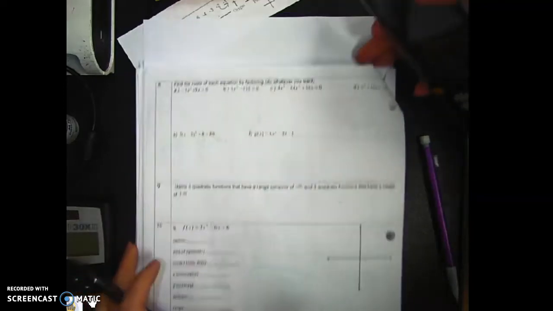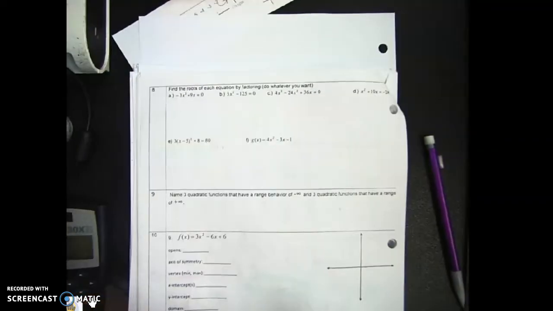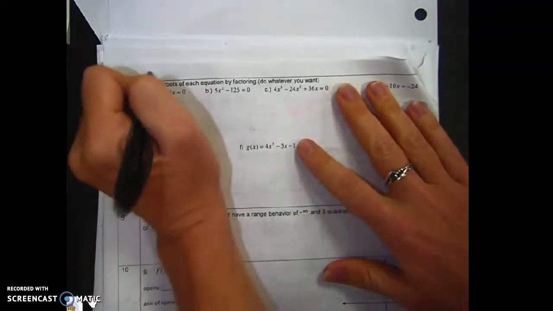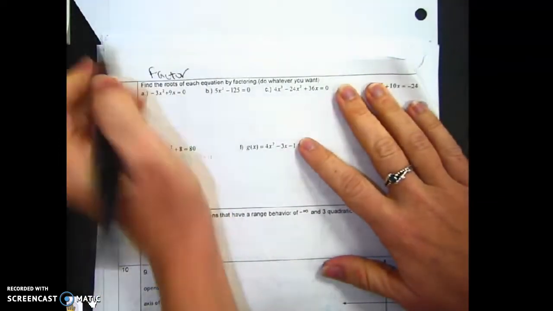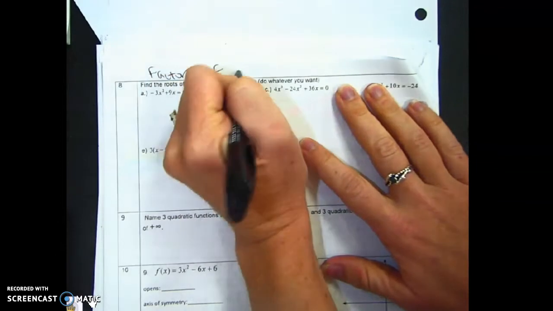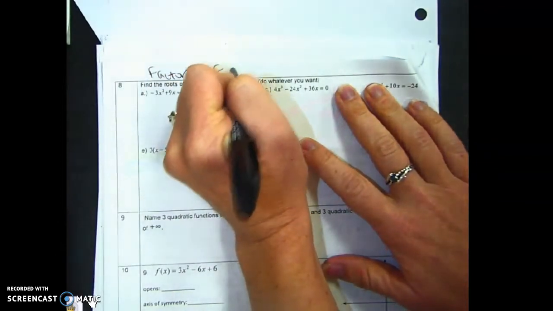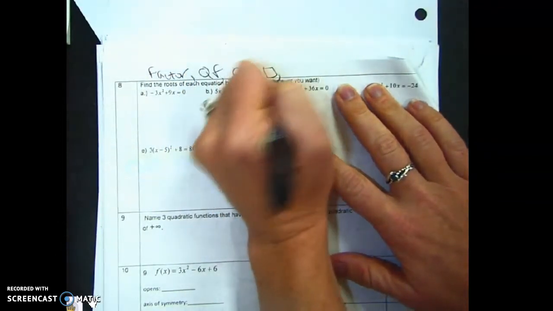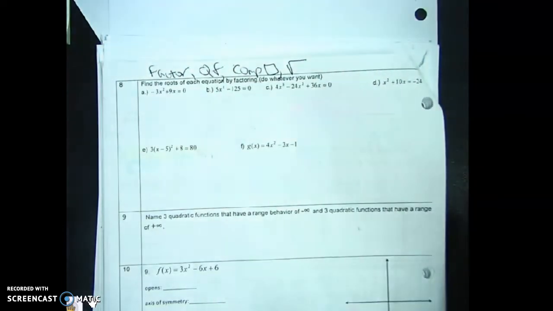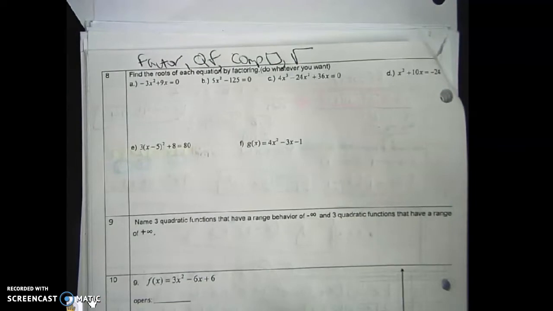All right, so this is solving, find the roots. So here's the options. You can do it by factoring. You can do it by the quadratic formula. You can do it by completing the square. You can do it by square rooting, whatever you want. Yes, you can do all of them technically by the quadratic formula.